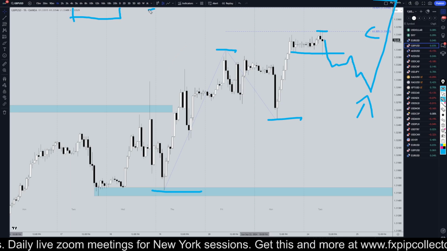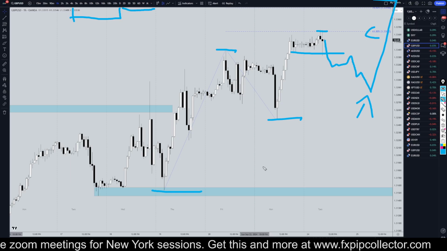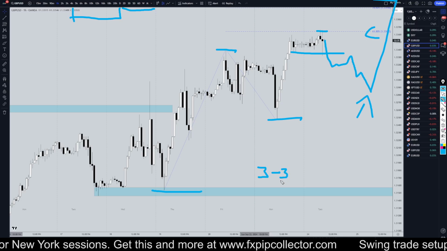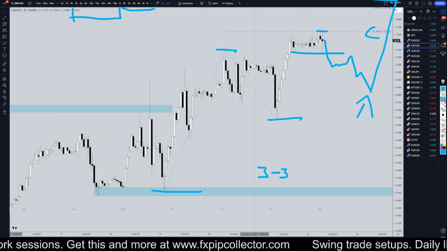But looking at the very, very high time frames, I think we're in a wave 3 of 3, and I think we need to continue to primarily look for longs every single chance we get on these shorter time frames.